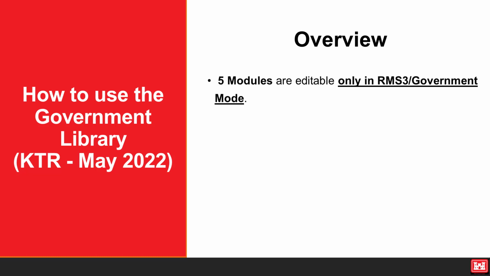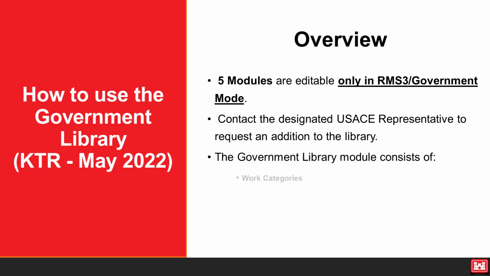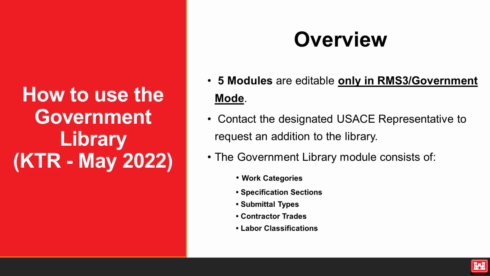If data needed is not included in the library, you will need to contact the designated USAIS representative to request an addition to the library. The Government Library module consists of work categories, specification sections, submittal types, contractor trades, and labor classifications. We will now turn to our RMS program to view these modules.